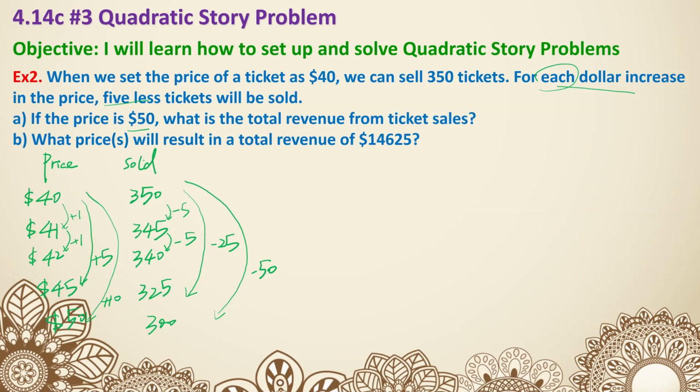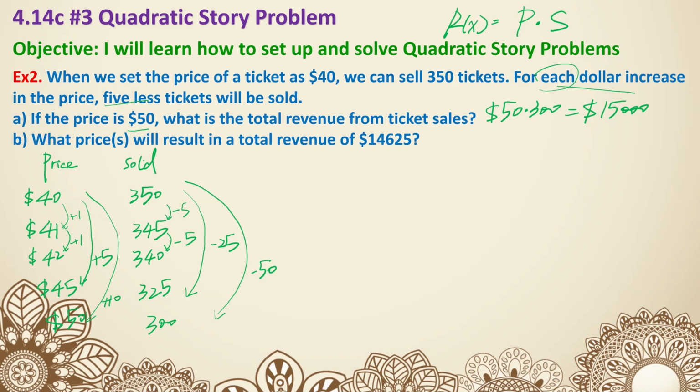So for question A, we can answer: it's going to be $50 times 300, because revenue is typically the price times the units sold. It could be P of X or S of X, whichever it is. But it's 50 times 300 in this case, which is going to be a revenue of $15,000.